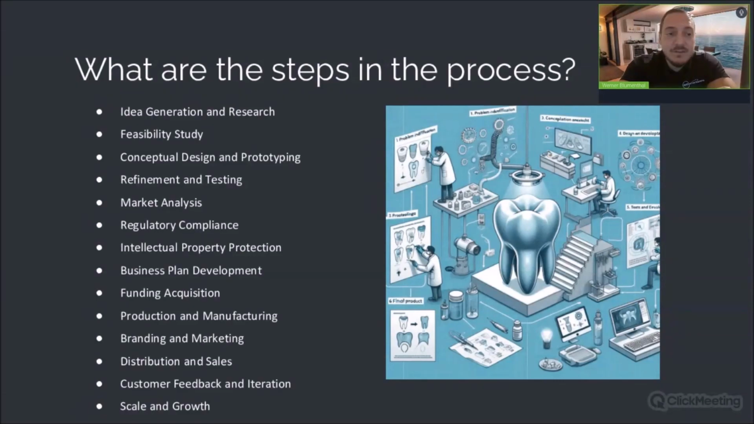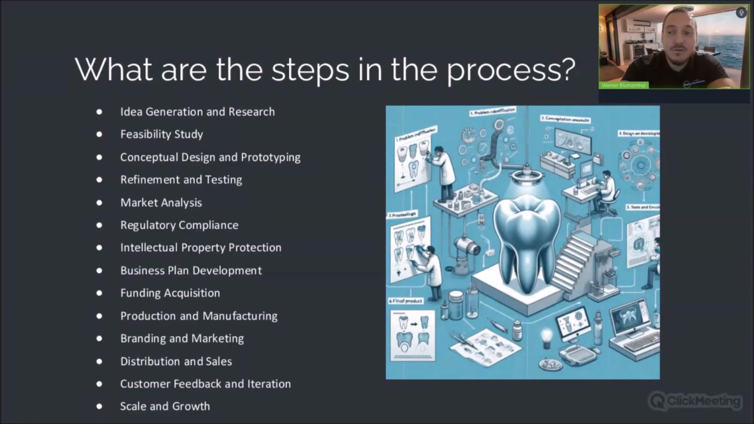Conceptual design and prototyping, that's a very critical phase that should be tackled very early on. Refinement and testing, that's something that honestly is extremely important so that you don't have to worry about refining and testing later on during the design cycle when it's more costly and expensive to do so.